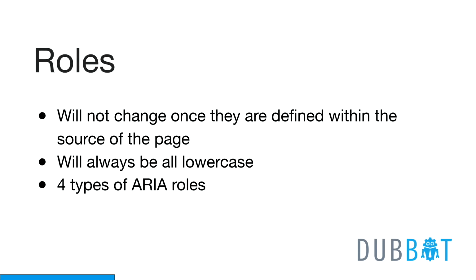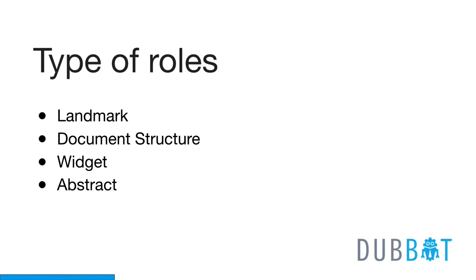There are 4 types of ARIA roles. I'm going to talk about 3 of them today. There are landmark roles, document structure roles, widget roles, and abstract roles. If you're a beginner, you don't need to worry about what abstract roles are. Abstract roles are for application development. You will want to start learning about landmark and widget roles first, most likely. Document structure roles are typically better handled with native HTML, and I'll show you some examples of those in a little bit.